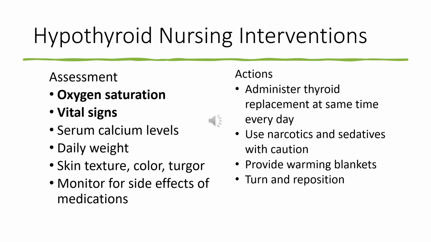Actions: we have to get that thyroid medication administered, and hopefully at the same time every day. We're going to use narcotics and sedatives with caution, provide warming blankets, and turn and reposition. Vitals are the priority nursing intervention due to bradycardia and the slowing of all body systems. Hand tremors can result from thyroid replacement. This indicates the need for a dosage adjustment.